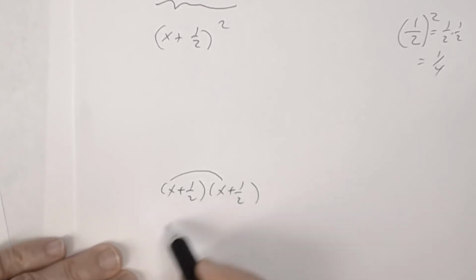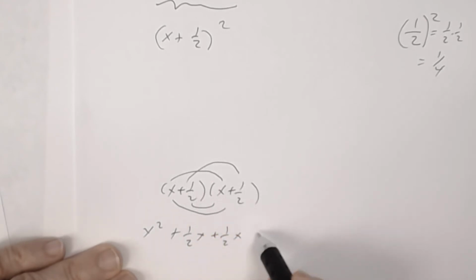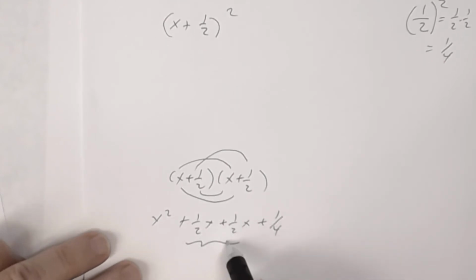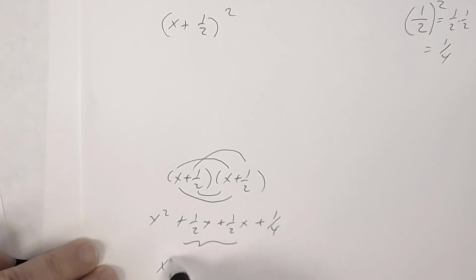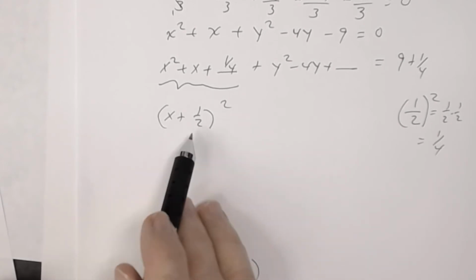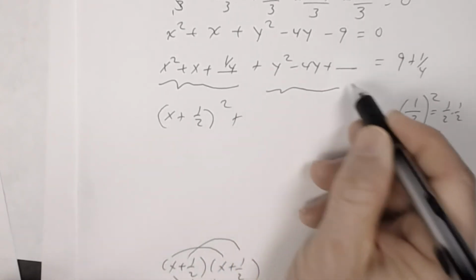X times x is x squared. The outer is 1/2 x. The inner is also 1/2 x, right? And then 1/2 times 1/2 is 1/4. Combine like terms. What's a half x plus a half x? Well, that's 1x. So x squared plus x plus 1/4. And in that right here. Okay, so this is correct. Okay, now plus, and then let's go ahead and do this one now.